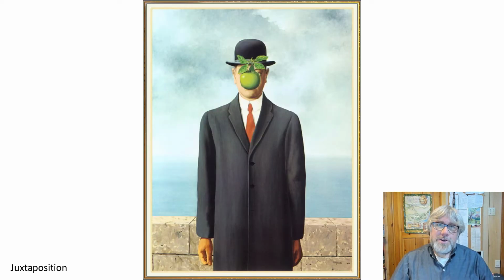Another way of changing perspective: we're going to do a couple on contrast as a design element. One aspect of contrast is juxtaposition. Now, this is where you just put two things together that don't mix normally, that don't fit normally, and see what comes out of them. This picture by René Magritte is The Son of Man.